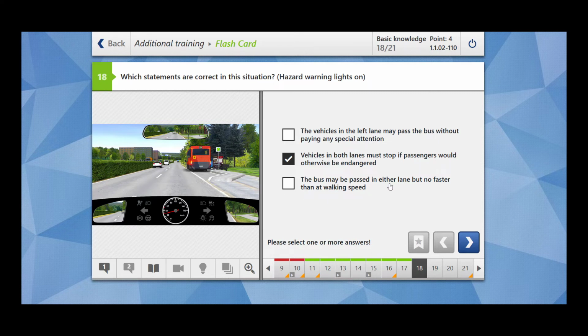The bus may be passed in either lane but no faster than at walking speed. This is for the security of the passengers, that whenever you want to pass the bus, you have to do it with the walking speed.